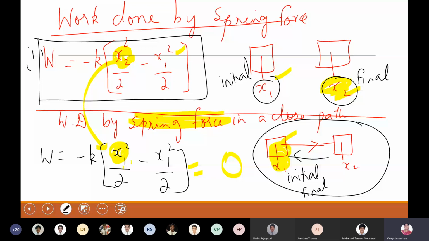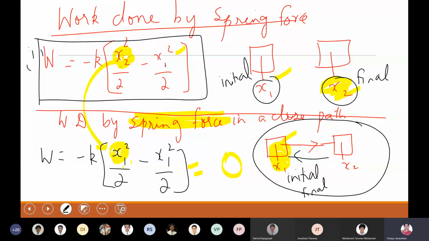Boys, I'm going back to gravitational potential energy. Suppose a body is lying on a table. You apply a force and lift the body to a certain height. So whatever work you have done against gravity will be stored as an energy in the body. Such energy we call gravitational potential energy.